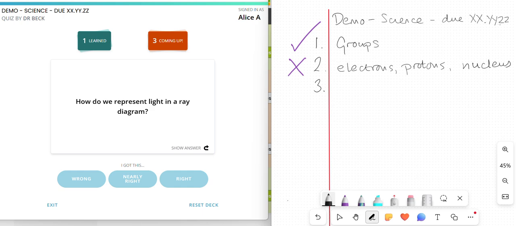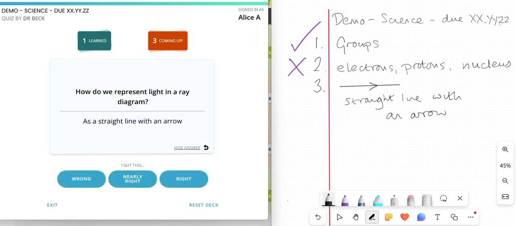Question 3, how to represent light in a ray diagram? Well, it kind of looks like this. How can I describe this? Well, this is a straight line with an arrow. Okay, I'm going to double check that by showing the answer. Straight line with an arrow.